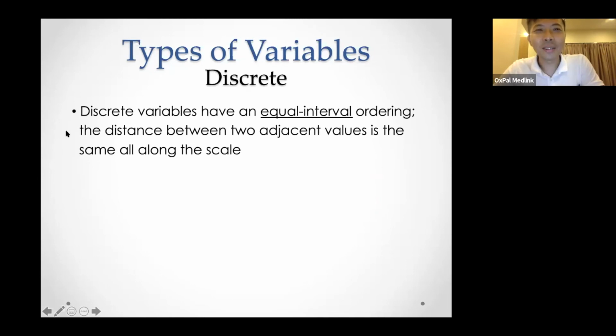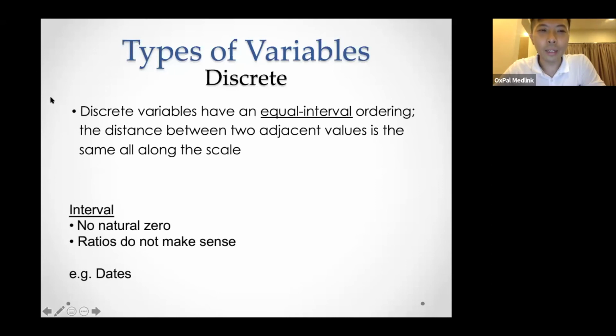Okay, the discrete variables have an equal interval ordering, and the distance between two adjacent values is the same all along the scale. Okay, this is a quantitative type of variable. So this is equal interval. And let's look at an example, the interval with no natural zeros, and the ratios do not make sense. So interval discrete variable is a subcategory of discrete variable. So in this type of variable, there's no natural zeros. Okay, like dates, there's no zero.